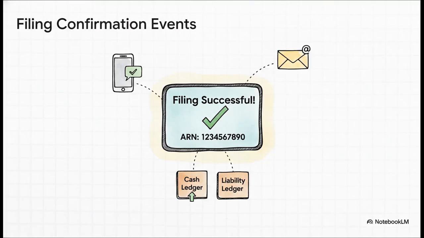So you've hit submit. Now what? How do you know it actually went through? Well, the system gives you a bunch of green lights right away. You'll get an ARN, which is an application reference number, right there on your screen. Your return status will flip to filed. Plus, you'll get an SMS and an email confirming it. And, behind the scenes, all your official ledgers are updated instantly.